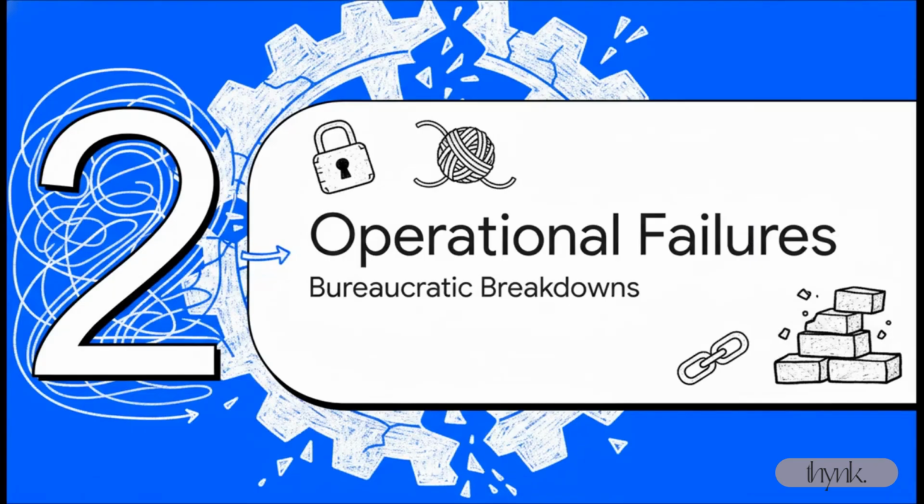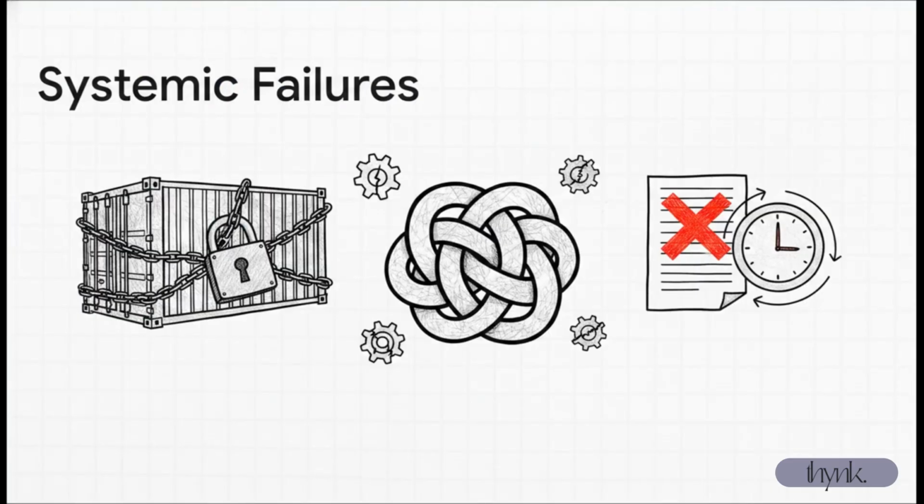Part 2. Diagnosing the operational failures. How exactly does a fully funded operation just collapse so quickly? Let's look at the bureaucratic breakdown. What we're looking at here is the anatomy of a systemic failure. It's not just simple, everyday inefficiency.